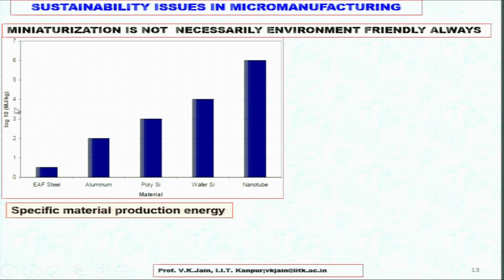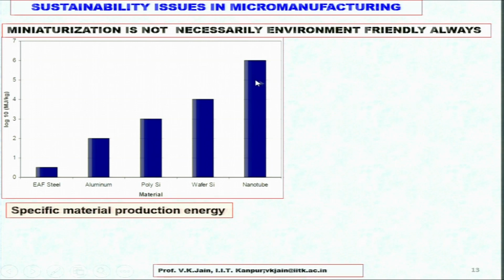This is the log 10 MJ per kg. Now this is the steel, this is aluminium. Specific material production energy taken by these materials. Steel is this much, aluminium, then polysilicon, wafer silicon, much higher energy per unit mass, and then nanotube, they are taking maximum energy in production.